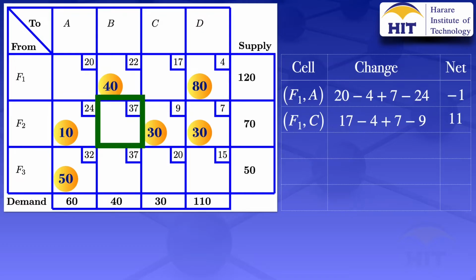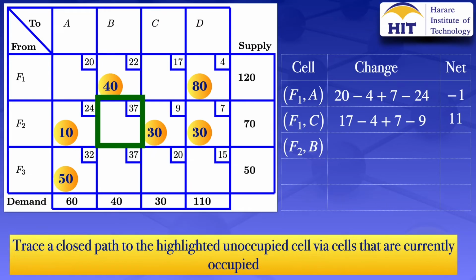So looking at this unoccupied cell, we go on and trace a closed path to the highlighted cell there using cells that are currently occupied. So if I add here to balance that row, I would have to go on and subtract here where we have the 30 there. Then to balance this column on the D, if we subtract, we will need to go on and add here where we have the 8 there.